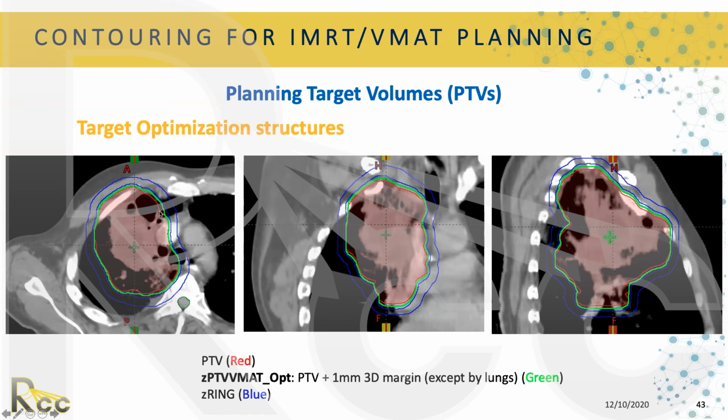So the PTV in here is red, and then you create the 1 millimeter margin, that's your ZVMAT PTV optimization. And in blue is the ring with a little margin, that structure that I'm going to talk about in the next slides. Okay, so again, this is something that you're going to be learning while you're planning if it's really necessary. Most of the time it's not, except for lungs, from our experience, it does help a little bit, but it might not. But just keep in mind that that's a trick that you can do.